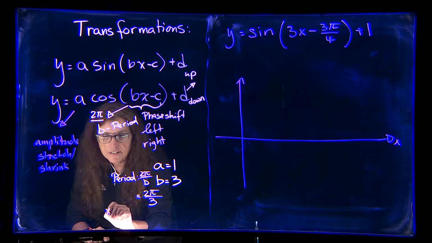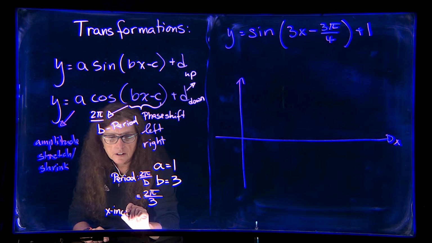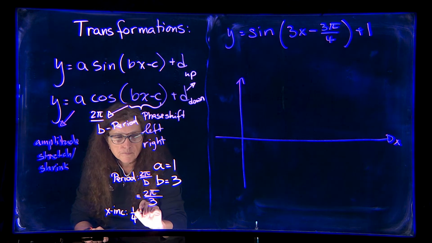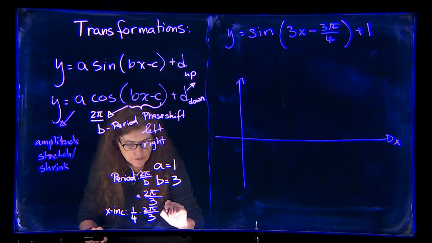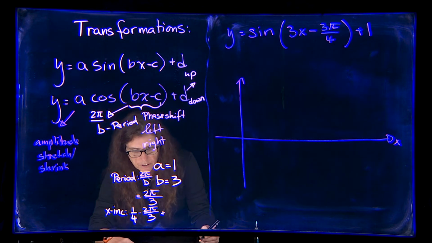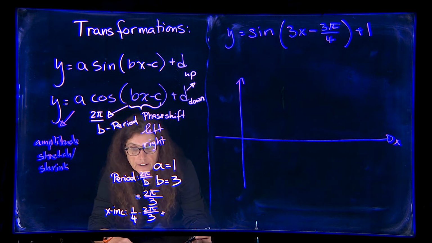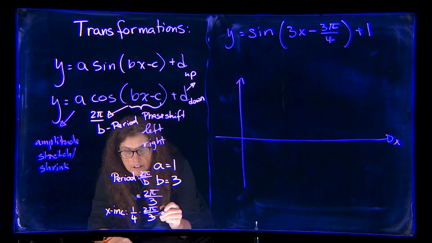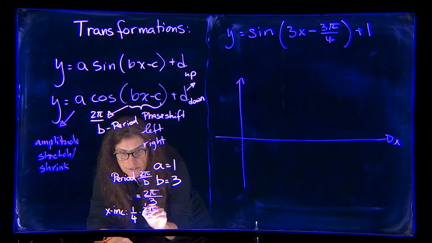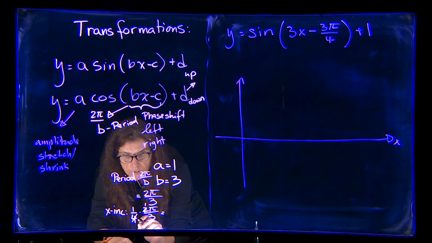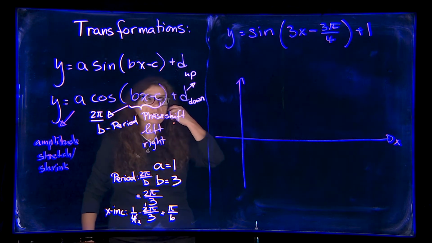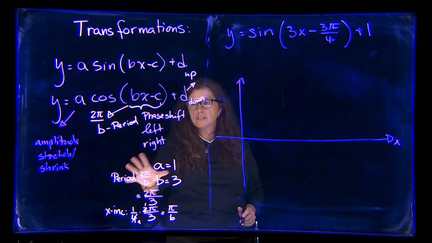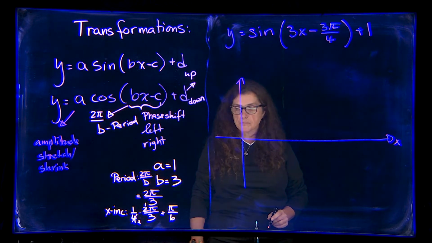Now our x increments, 1/4 times 2 pi over 3. Let's do some reducing action here. And we would get 2 goes into 2 once and into 4 twice. So that is pi over 6. Okay. So we got our period, we got our x increments.